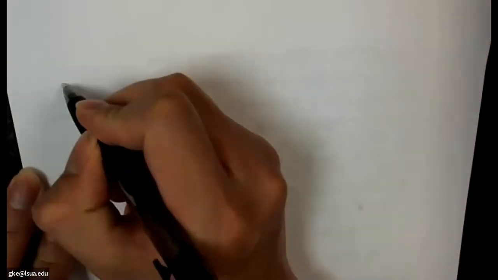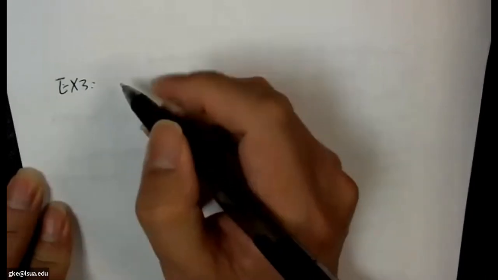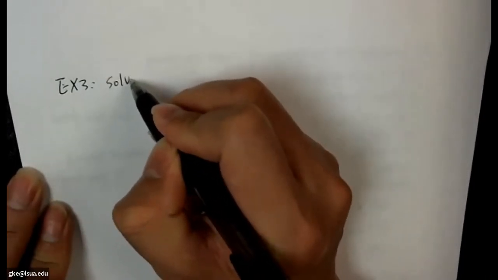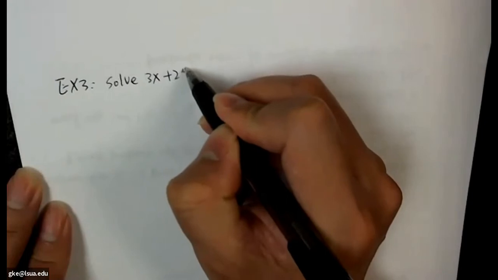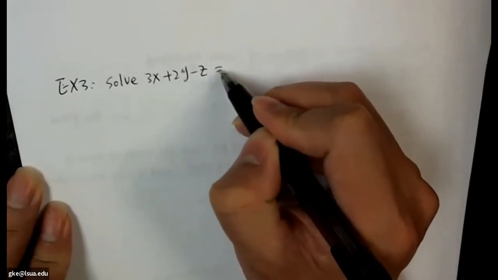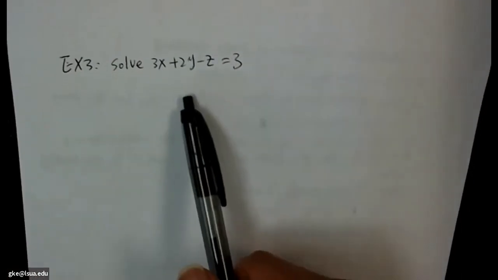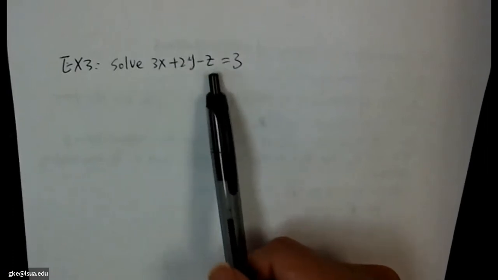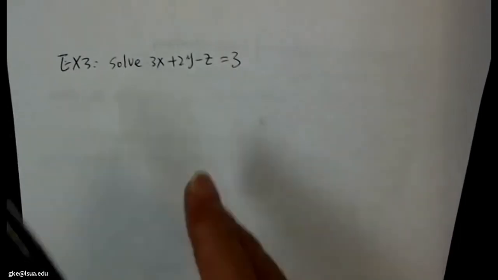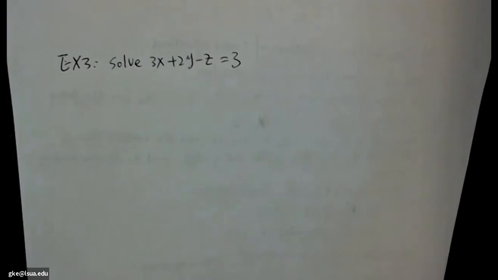Another example. Example 3. Now, solve 3x plus 2y minus z equals 3. The same thing. Here is the linear equation because we have three variables. However, the coefficients are all real numbers, so definitely that is a linear equation based on the definition. Now I'm going to use parametric representation to express the solutions.